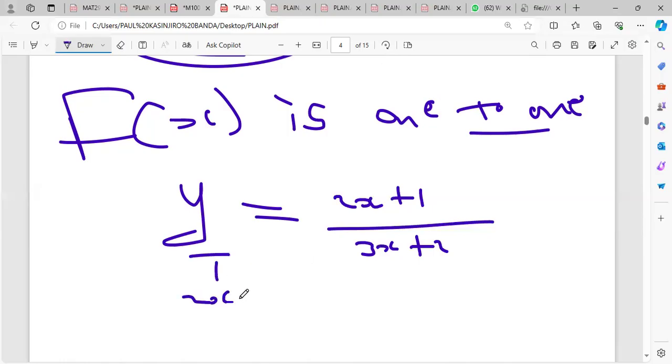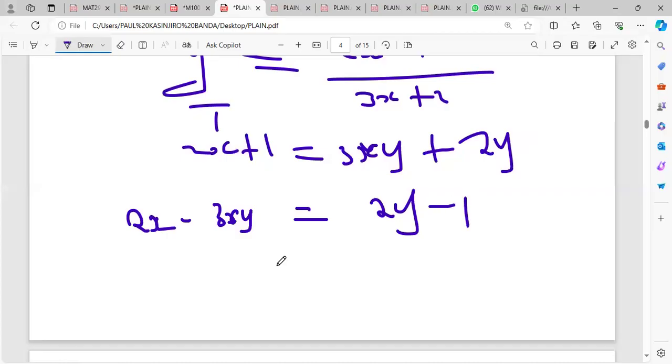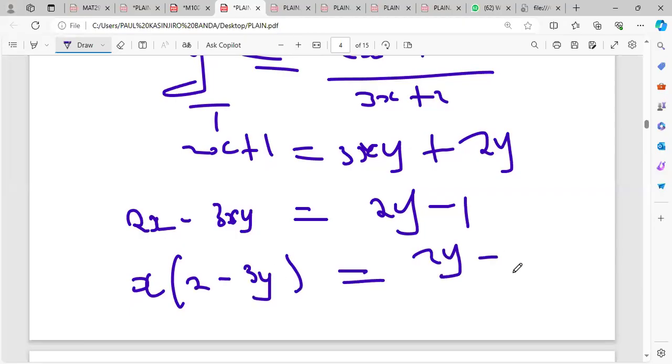So it will be 2x plus 1 equals 3xy plus 2y. Okay, and then from there we get the x's together. So the 3xy comes to the other side, so it will be 2x minus 3xy equals 2y, then this 1 goes to the other side, so minus 1. And then here we factorize the x. So x, and then what do we remain with? We remain with 2 minus 3y equals 2y minus 1.